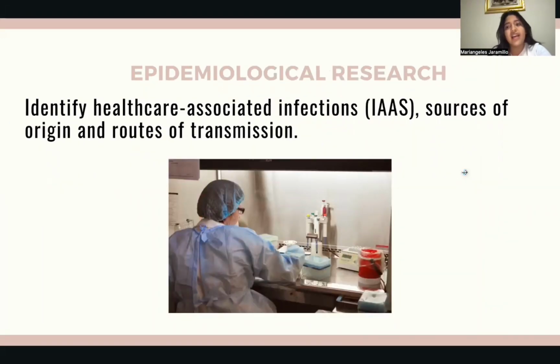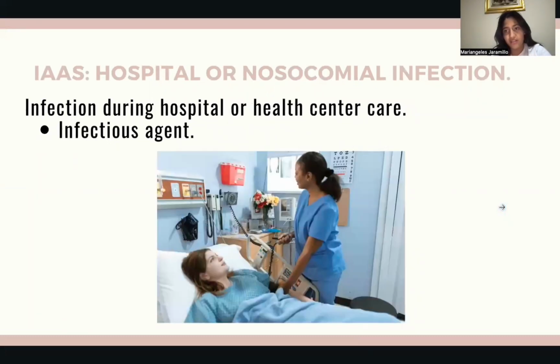What is epidemiological research? It's the one that helps us to identify healthcare-associated infections, sources of origins, and routes of transmission. What is hospital or nosocomial infection? Well, this is an infection that you acquired during your stay in a health care center, and the first cause is an infectious agent. What about epidemiological surveillance?